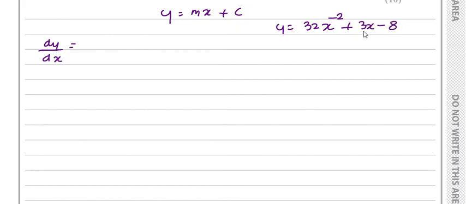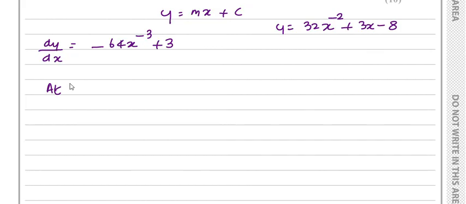Any equation of a line is in this form: y is equal to mx plus c, where c is the y-intercept and m is the gradient. So in order to find the gradient, we need to find first of all dy by dx of the curve, right? So y is equal to 32x to the power of minus 2 plus 3x minus 8. That's the equation of the curve. So I need to just differentiate this with respect to x. That is minus 64x to the power of minus 3 plus 3. All right, so dy by dx is this.